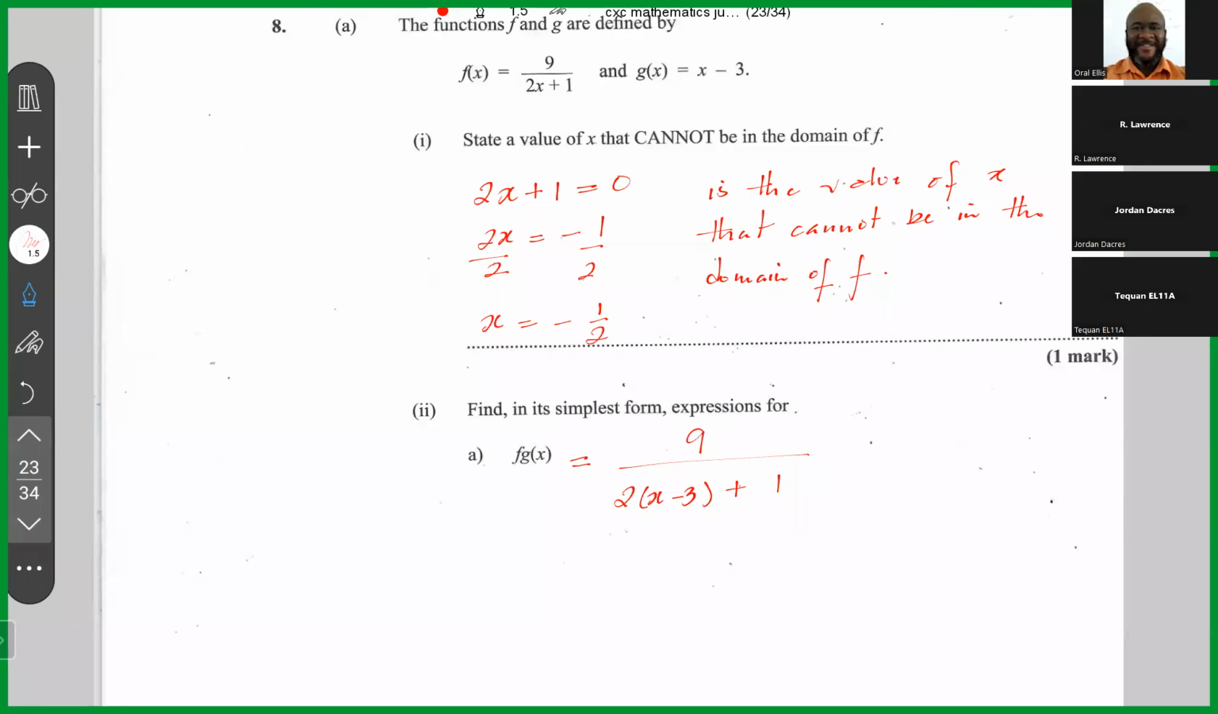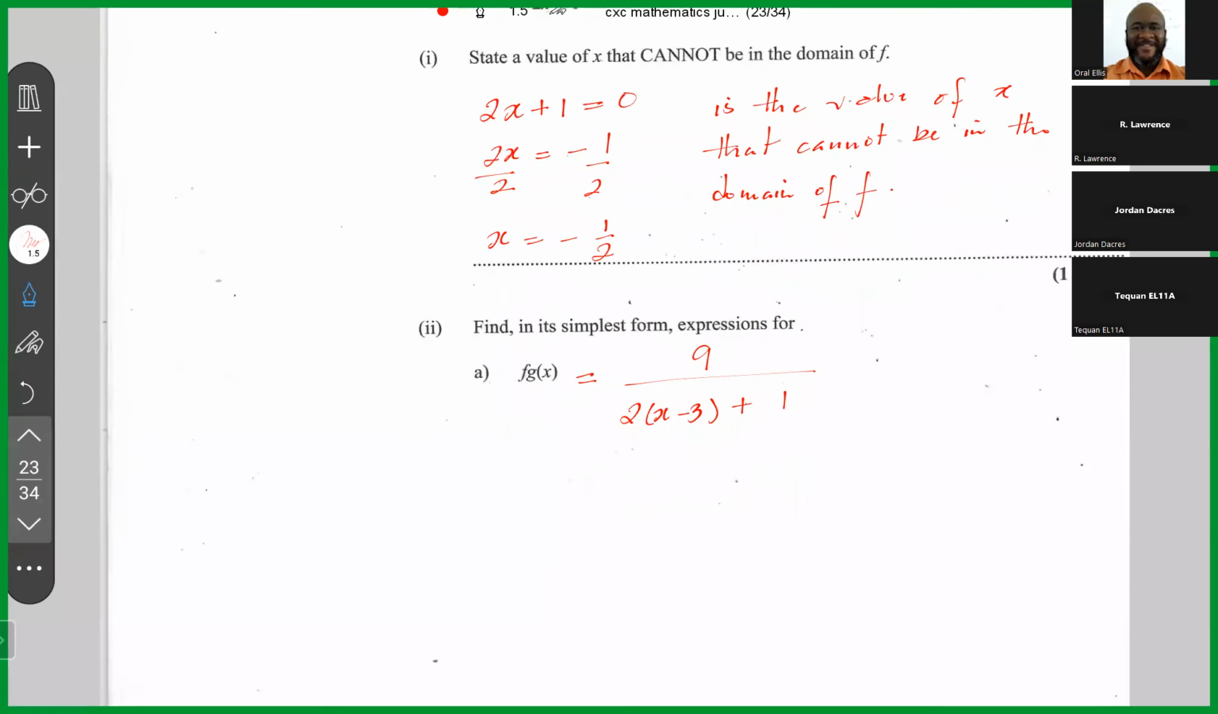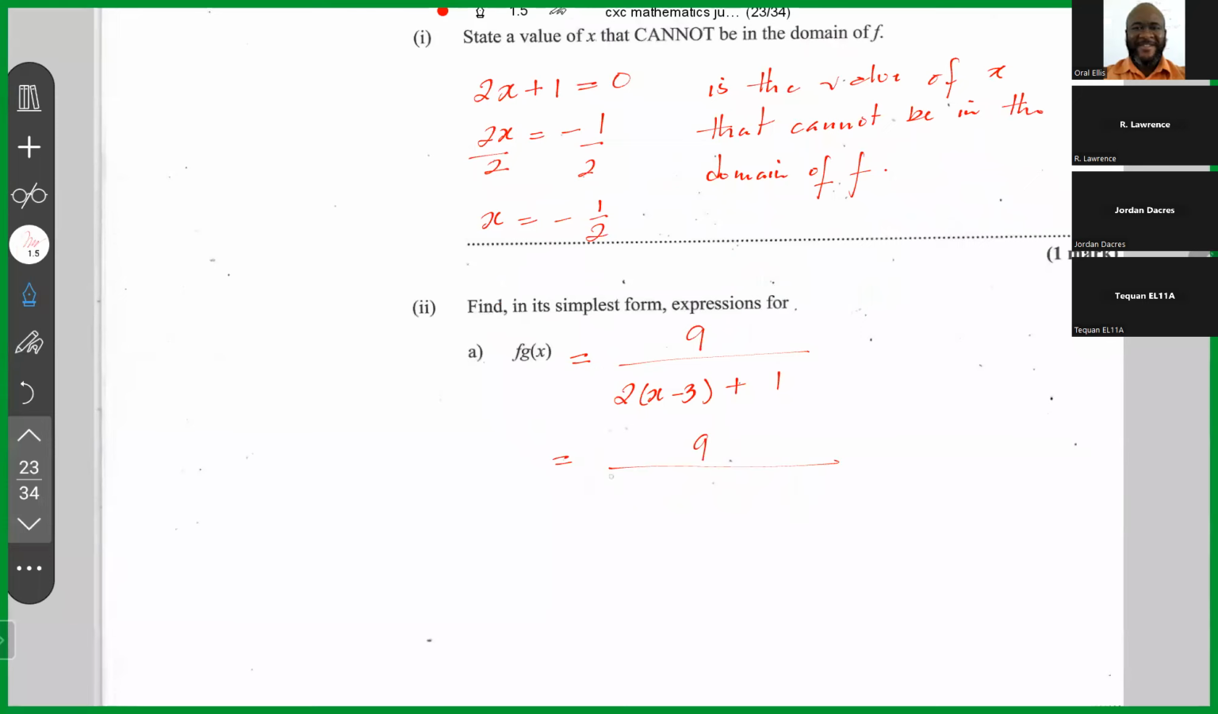Let's remove the bracket. We have 9 over 2 times x is 2x. To remove the brackets, we're going to apply distributive law. 2 times 3 is 6, minus 6 plus 1. So this is 9 numerator, and in denominator we have 2x minus 6 plus 1. Minus 6 plus 1 is minus 5. Signs are different, so we subtract and keep the sign of the larger number. So f of g of x in its simplest form is 9 over 2x minus 5.